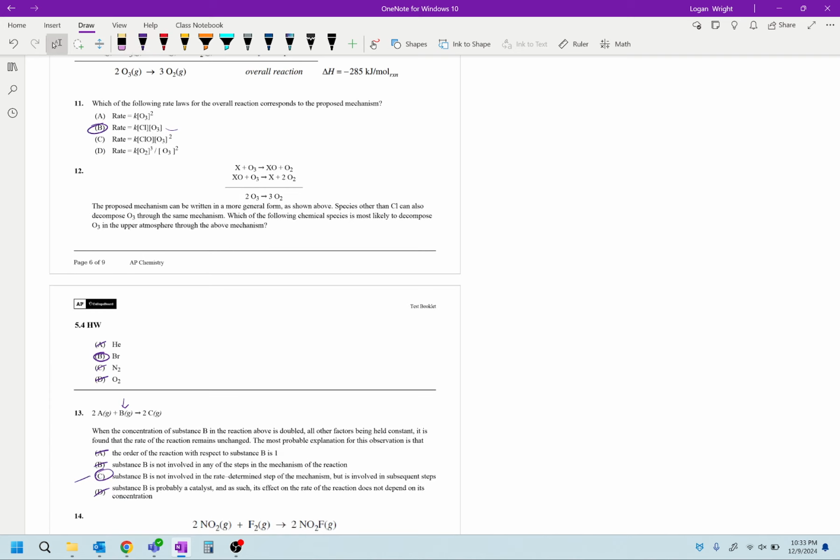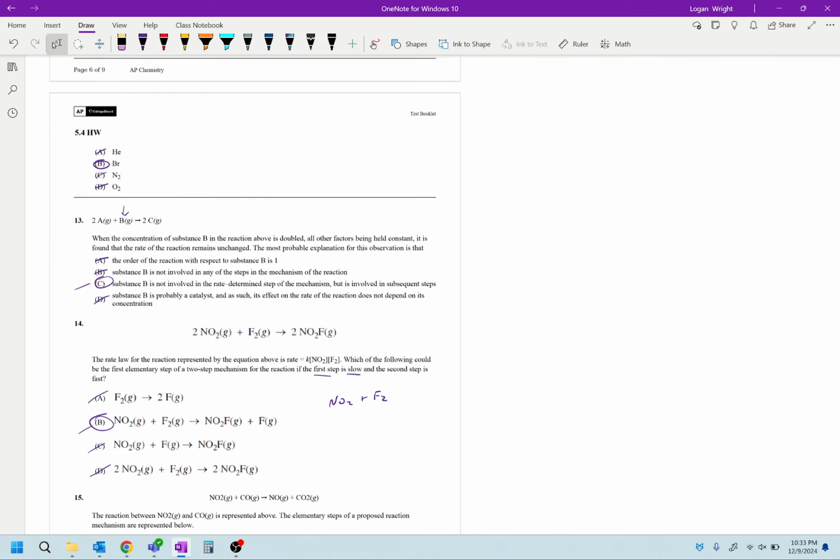On 12, the proposed mechanism can be written in a more general form. What other species can decompose? So this is actually not a Unit 5 question. It's just a general periodic table question. What is going to be the most similar to chlorine is going to be something that's in the same column on the periodic table. So another halogen is your best guess.